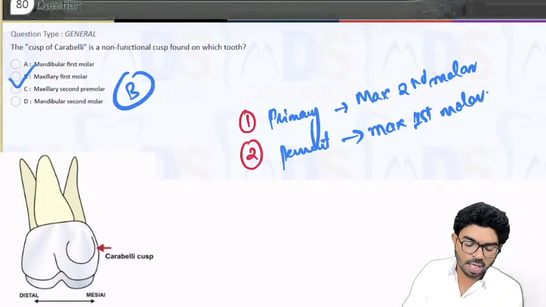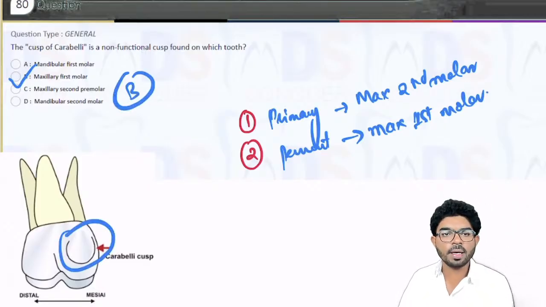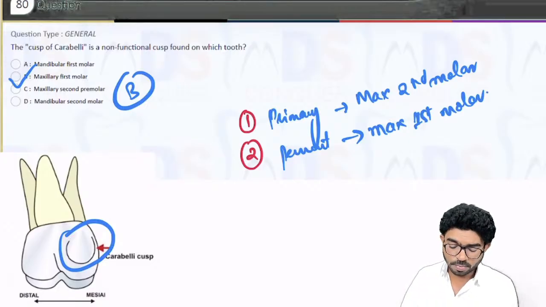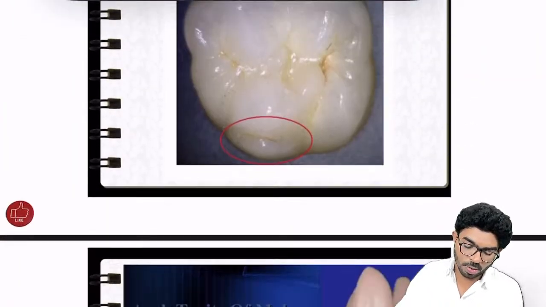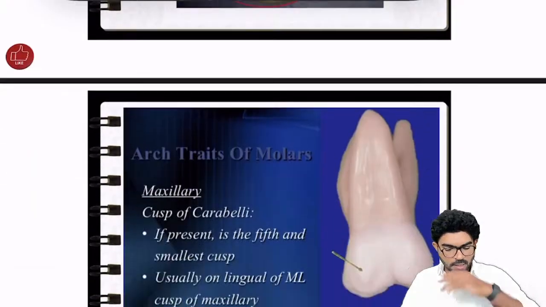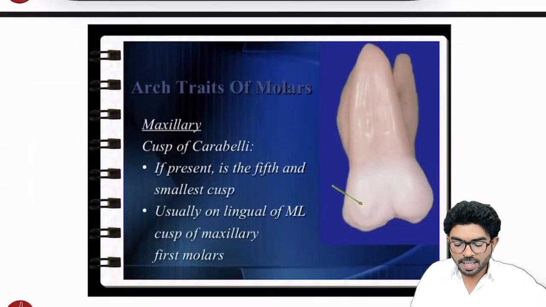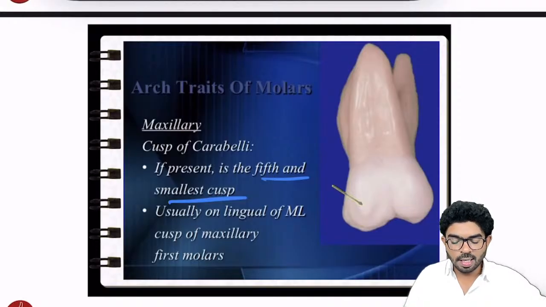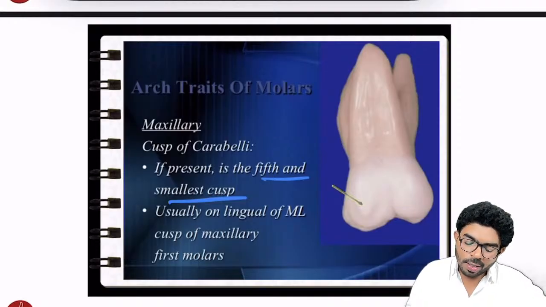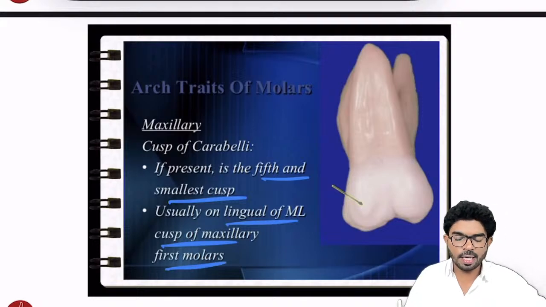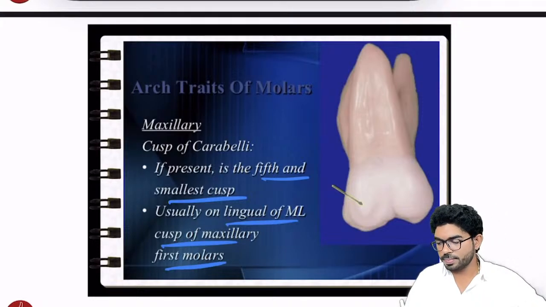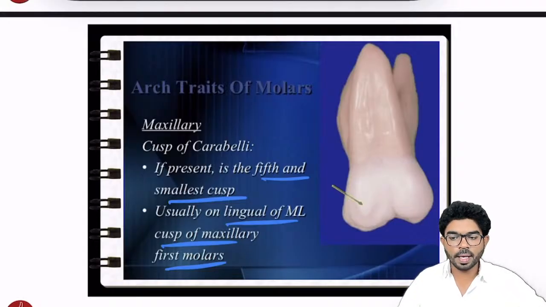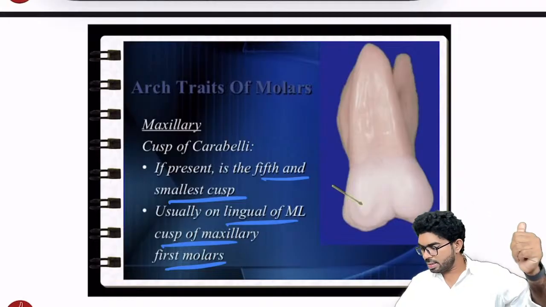So this is the extra cusp which you can see in the maxillary first molar. This is the extra cusp I was talking about. If you want to write a little note about this, this is basically the fifth cusp and the smallest cusp in the case of your maxillary molars. The location is lingual to the mesiolingual cusp of the maxillary molar. Location is lingual to mesiolingual. Okay, right? So I'm done with questions till 80.